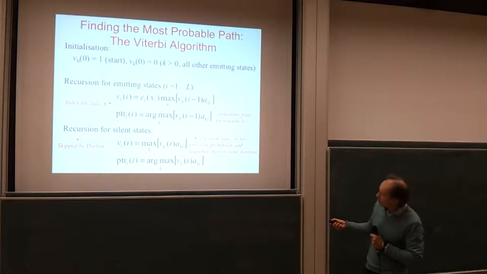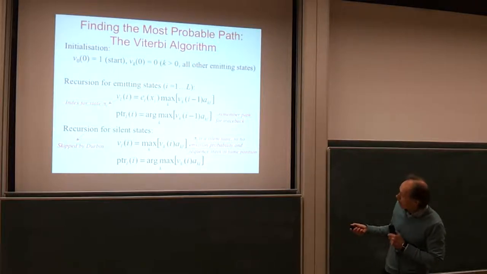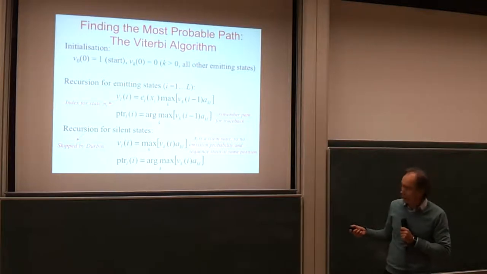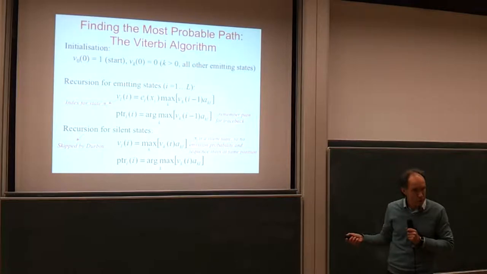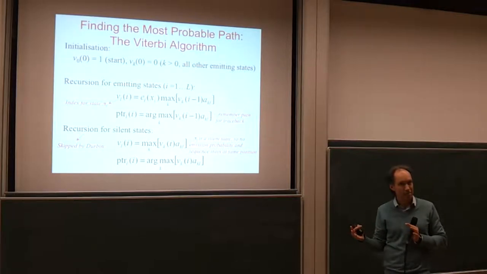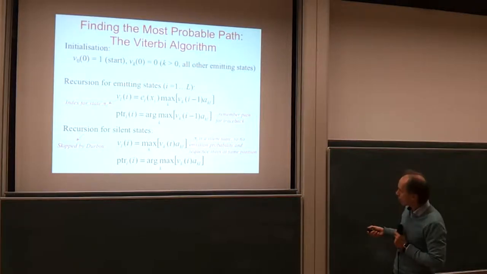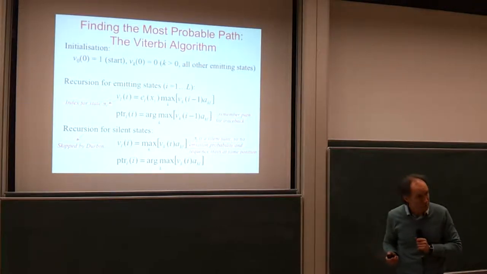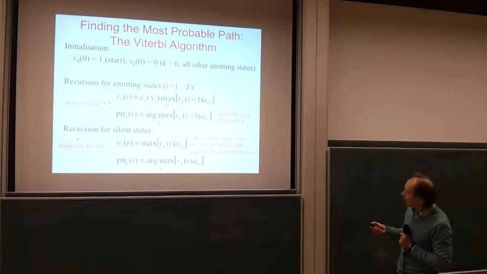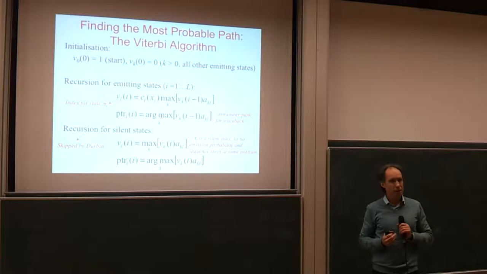Now, here is this one. This is not in the Durbin book. But look at the differences. What is the difference here for a silent state? Do you see the difference? We don't have the emission parameter here. Is that a surprise to you? It shouldn't be, because it's a silent state. Brilliant. But now, do you see another difference? I see one other difference. And you? I see i minus 1 here, and I see i there. How is it?